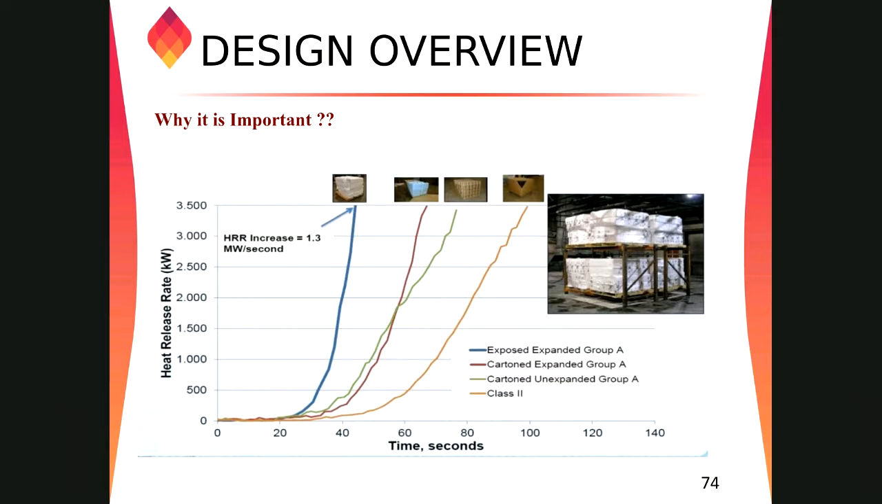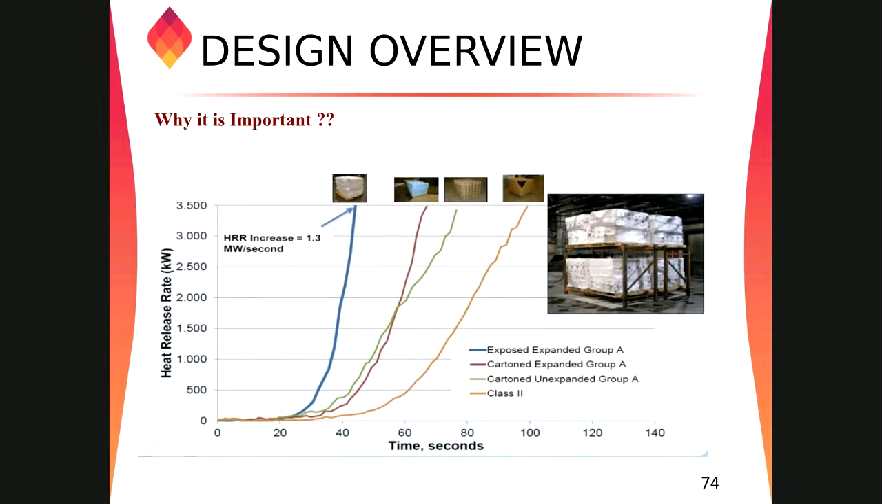If you can see on the left, the blue one is the exposed expanded group A plastics. The red one is the carton expanded group A plastics, and the last one is carton unexpanded group A plastic. And after that, we have class 2 commodities. So what this figure tries to tell is how much heat we are getting from one product after some time. Once the fire starts, how much heat in kilowatts, the heat release rate in kilowatts.